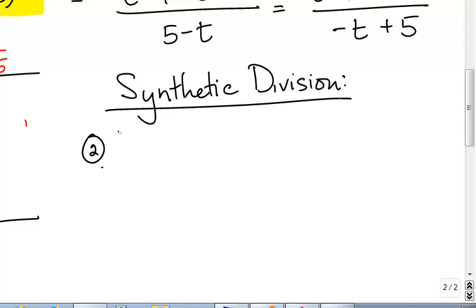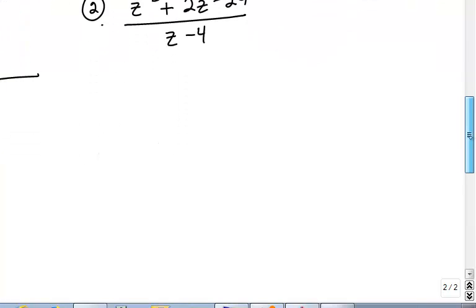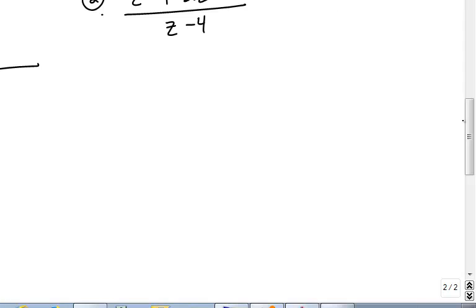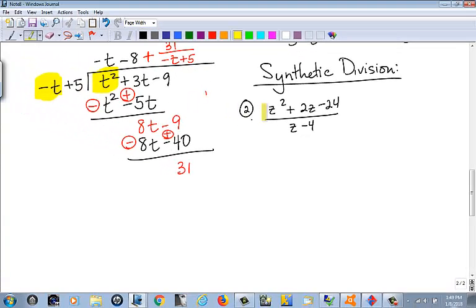Number 2 was z squared plus 2z minus 24, and it was divided by z minus 4. Polynomial divided by polynomial. Here's what you do on synthetic. You take the coefficients of the dividend. So the coefficients would be 1, 2, negative 24. If, listen up, if they leave out a term, you must put in a 0 on synthetic. The other way, long division, I did not put in a 0, but synthetic you have to or it messes up your answer. Then you actually draw a bracket the other way.